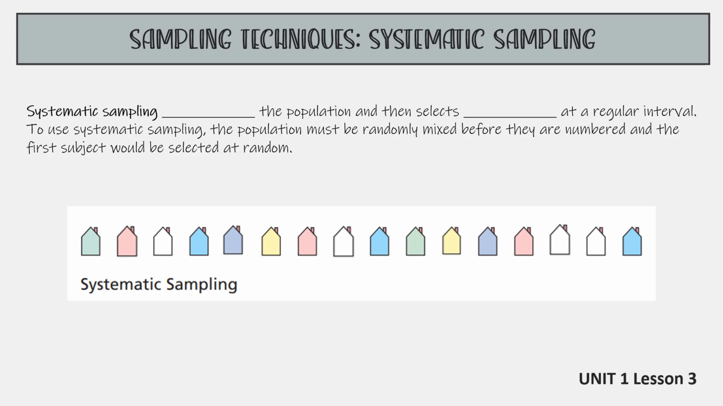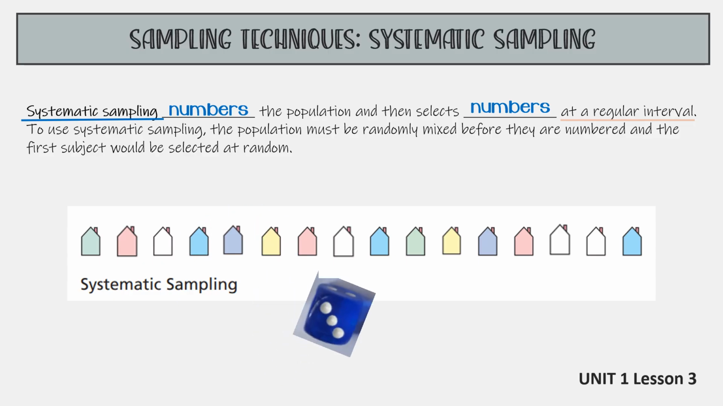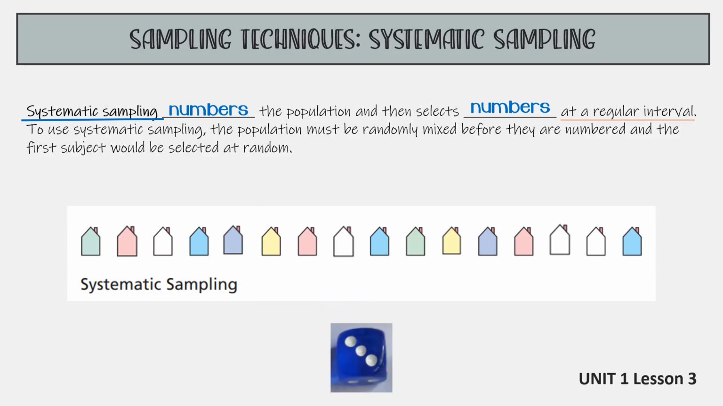Systematic sampling. Systematic sampling numbers the population and then selects numbers at a regular interval. Let's randomly figure that out. Let's see. We're going to do every third one.